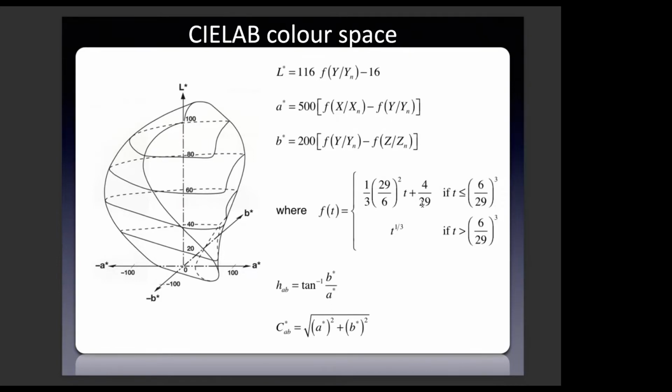Before I talk about color emotion, I need to say something about the CIELAB color space, because there will be some equations based on CIELAB. As you can see here, we normally use lightness, chroma, and hue. Lightness is denoted here as L*, the hue angle is h_ab, as you can see at the bottom, and chroma is C*_ab.